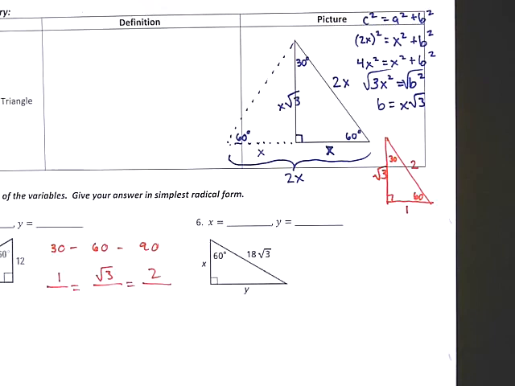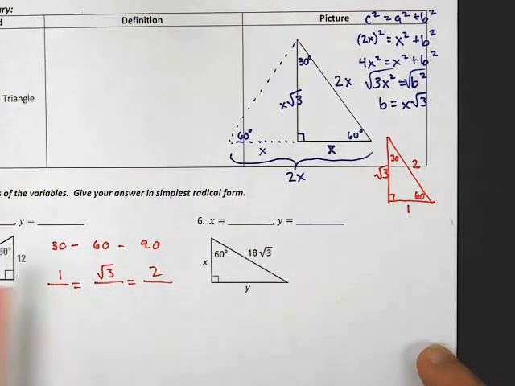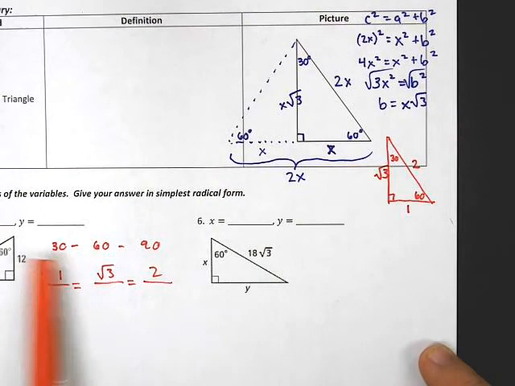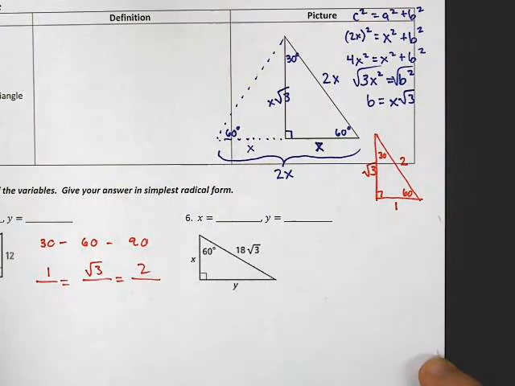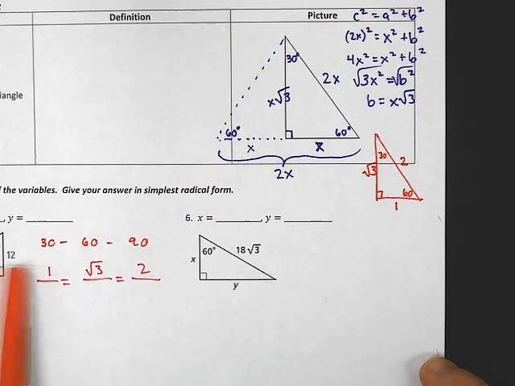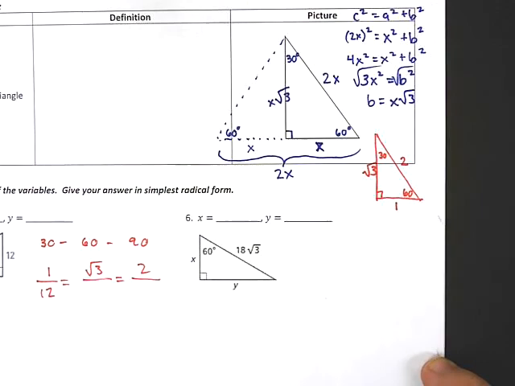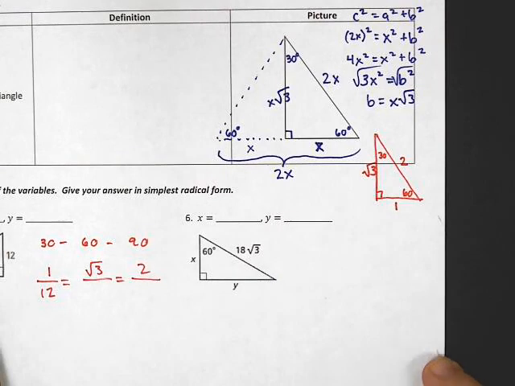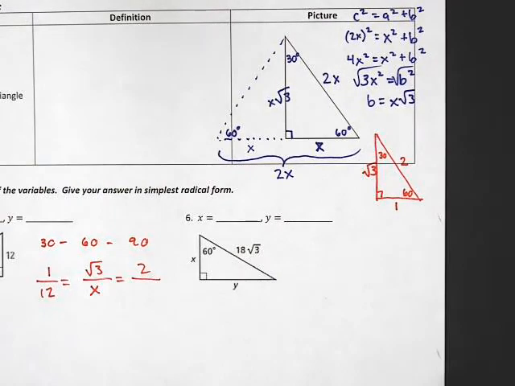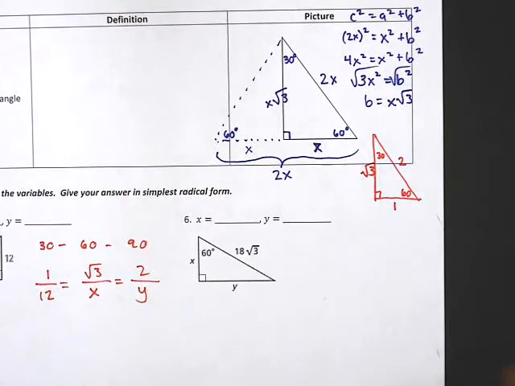Alright? And now you have to line everything up perfectly. Notice, I wrote 30 first, so across from the 30 was the 1. In this dummy triangle, across from the 30 in the triangle I'm working with is a 12. So I put the 12 there. Across from the 60 is root 3, so across from the 60 I have to put x. And then lastly, across from the 90 is y.